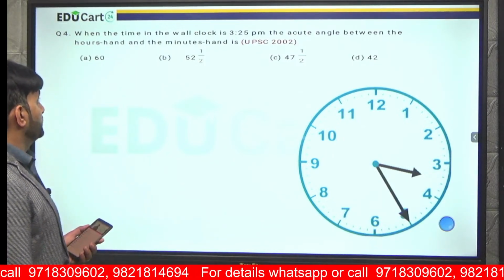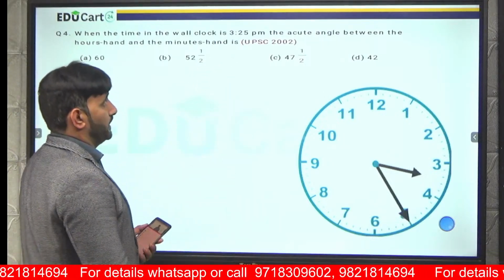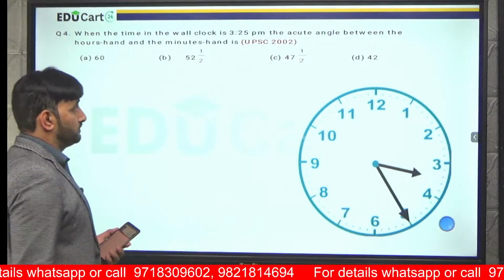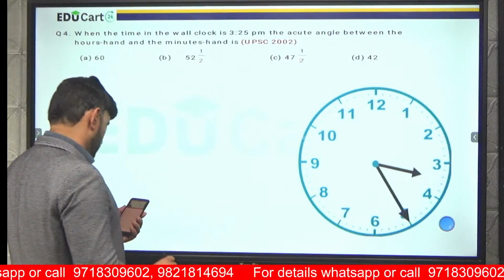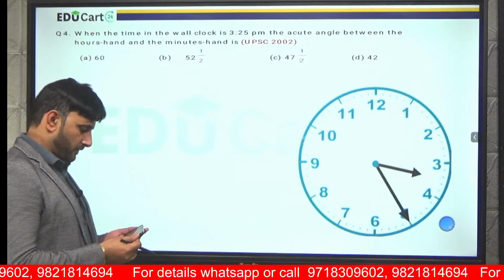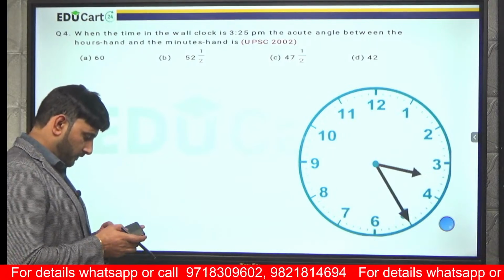I am reading this question. When the time on the wall clock is 3:25 p.m., what is the acute angle between the hour and the minute hand of the clock? Time is 3:25. At 3:25, we have to find the angle between the minute and the hour hand of a clock.